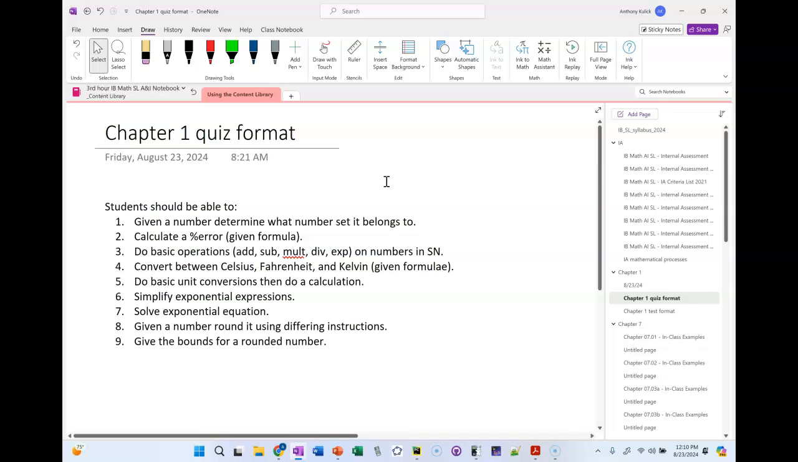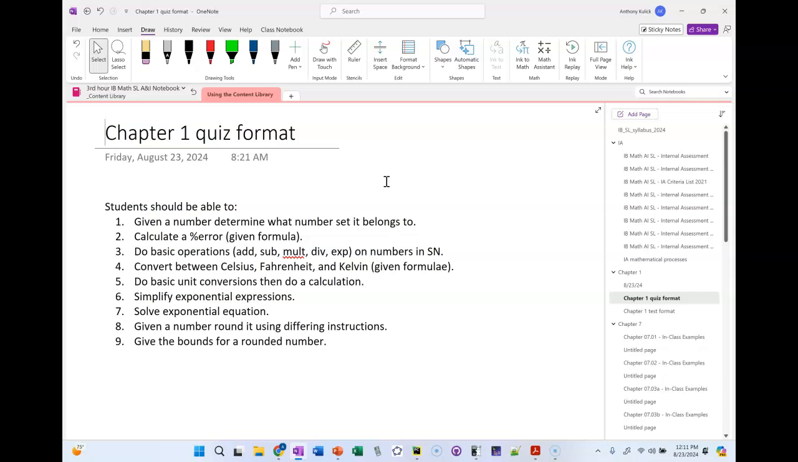So, you should be able to, given a number, determine what set or what number set it belongs to. So if I say the number is 7, your options are natural number, integer, rational number, real number. Pick all that apply. It's all of them, right? It's a natural number, an integer, a rational number, a real number. You'd pick them all. You'll have some questions like that where I give you some numbers and you pick all the sets that apply. Everybody's cool with that? Pretty straightforward.